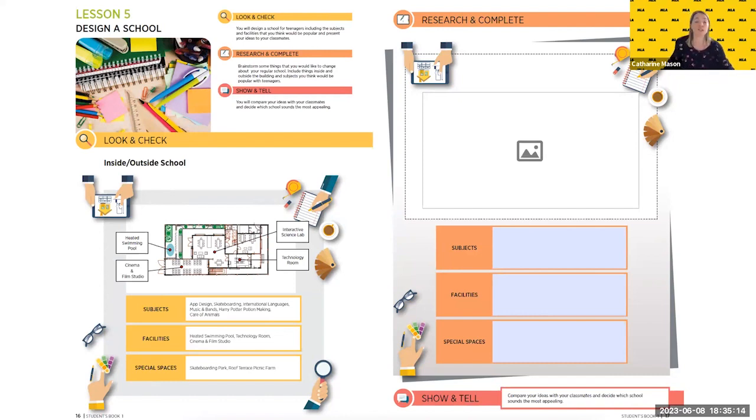So this is where they're generating their own ideas, collaborating with each other, and using that space there, the text box, in order to make some notes that's really going to help them with their presentation or the report, which is the show and tell. So the show and tell is the post-task stage of the lesson.